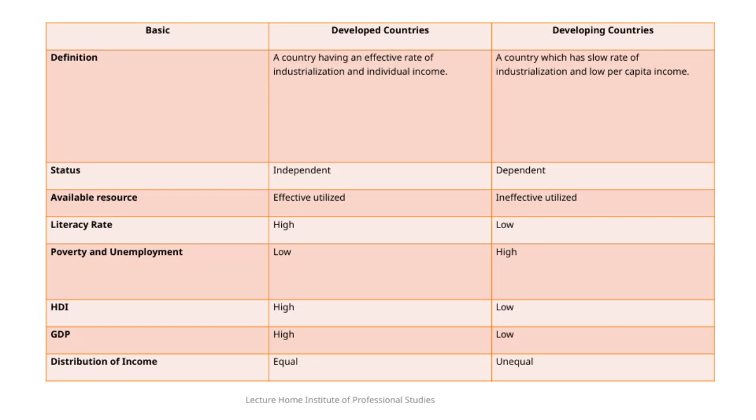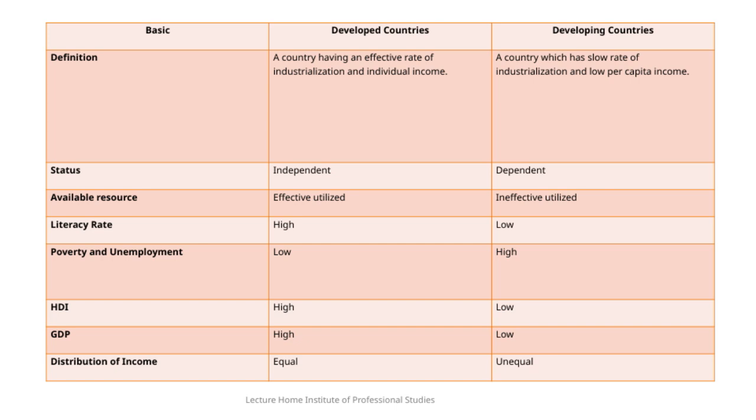Let's take a closer look at the differences between basic, developed, and developing countries. Starting with the definition, basic countries are those that have an effective rate of industrialization and higher individual income levels. In contrast, developing countries tend to have slower rates of industrialization and lower per capita income. When we talk about their status, basic countries are generally independent, meaning they have more control over their own economic policies. Developing countries, however, are often dependent on other nations or external factors.